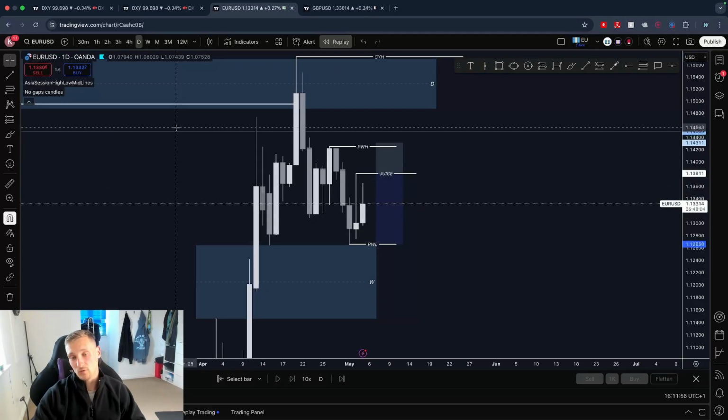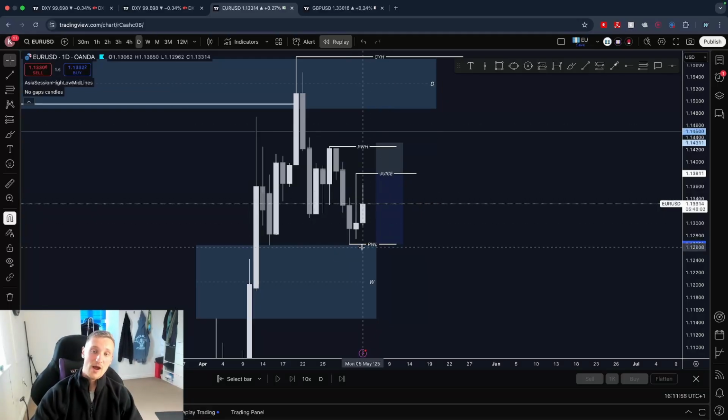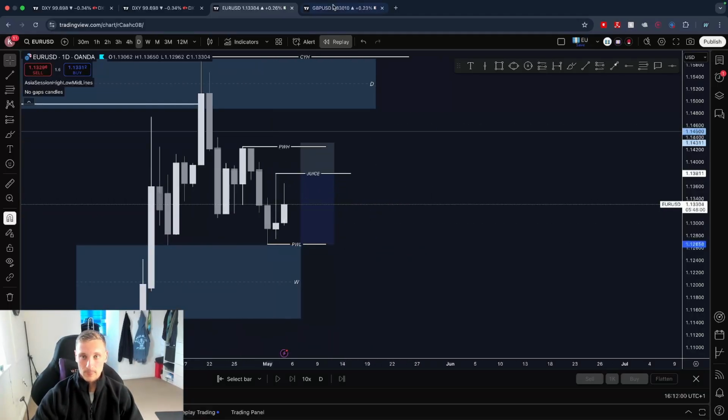I'm basing the move off the weekly confirm and then looking on the daily for areas of interest, which is that for me. And we'll see if it ends up coming down now.